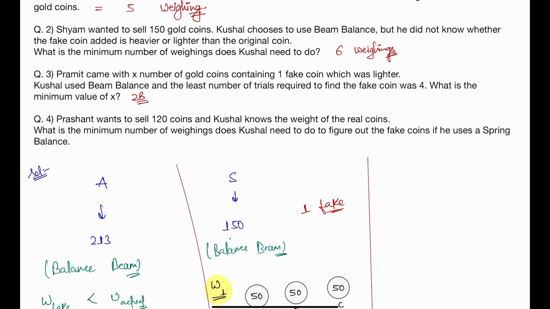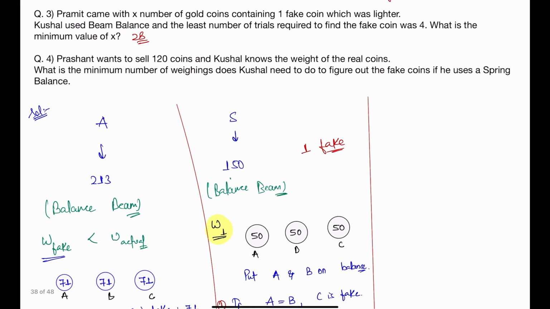Okay, so this one is done, and the last question which is left is about Prashant. So let's just read the question once and we can solve, because I have just erased it by that time. Prashant wants to sell 120 coins. Kushal wants to know the weight of the real coins. Okay, and Kushal knows the weight of the real coins. What is the minimum number of weighings Kushal needs to figure out the fake coin if he uses a spring balance?